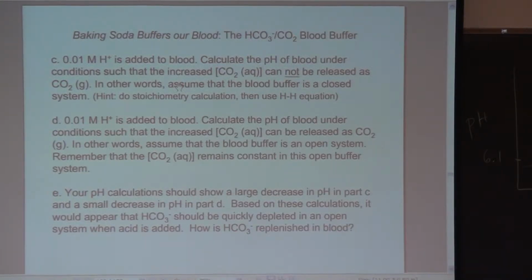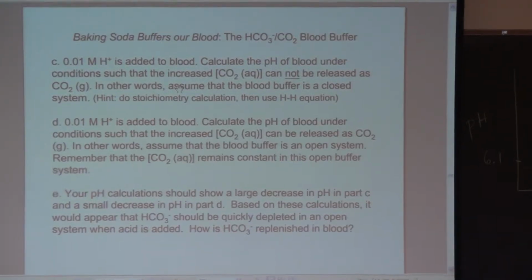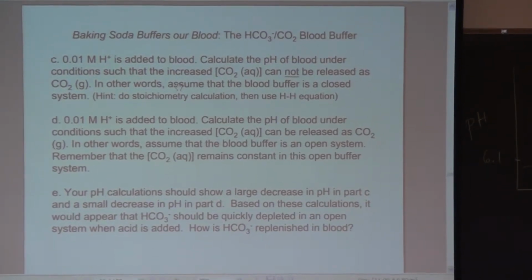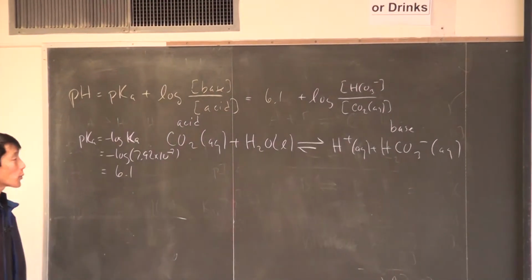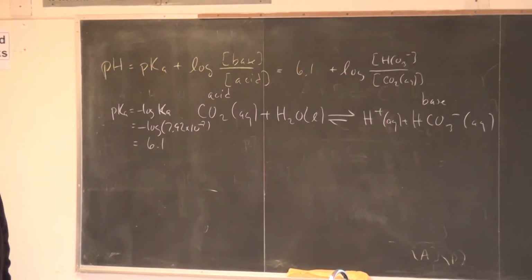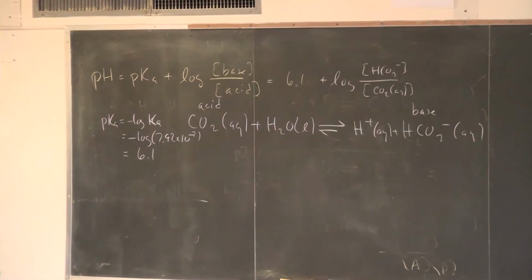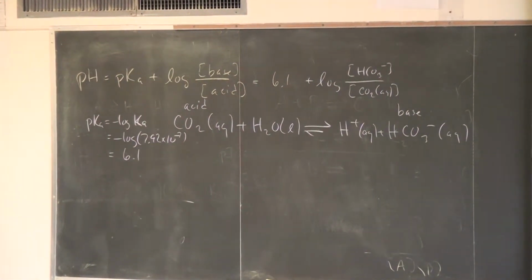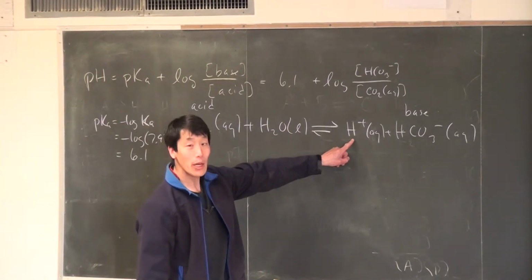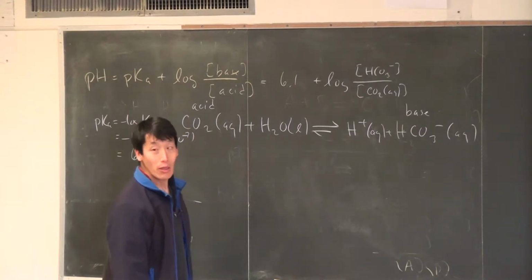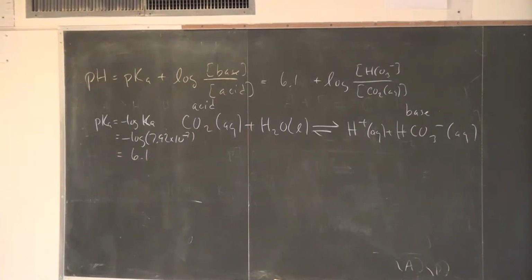So how are you going to figure out the new pH of blood when H plus is added? Now think about what's happening. Here's our equation. If we add H plus, in which direction does this reaction shift? It shifts toward the reactant side. Again, the pH is 7.4, we add H plus, and the reaction is going to shift toward the reactant side based on those equilibrium principles we looked at earlier this semester.